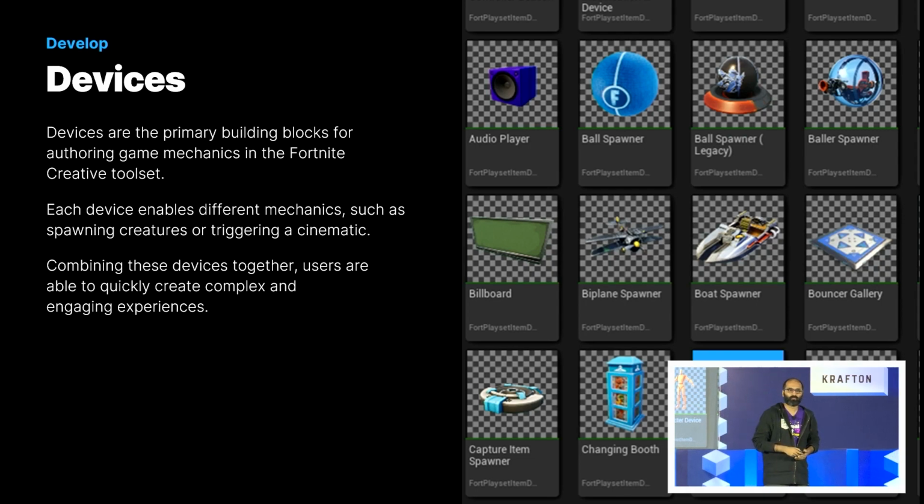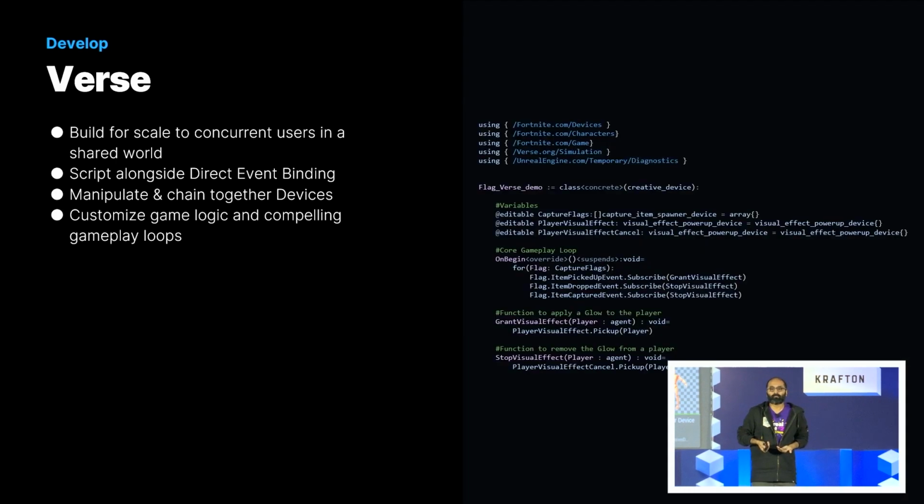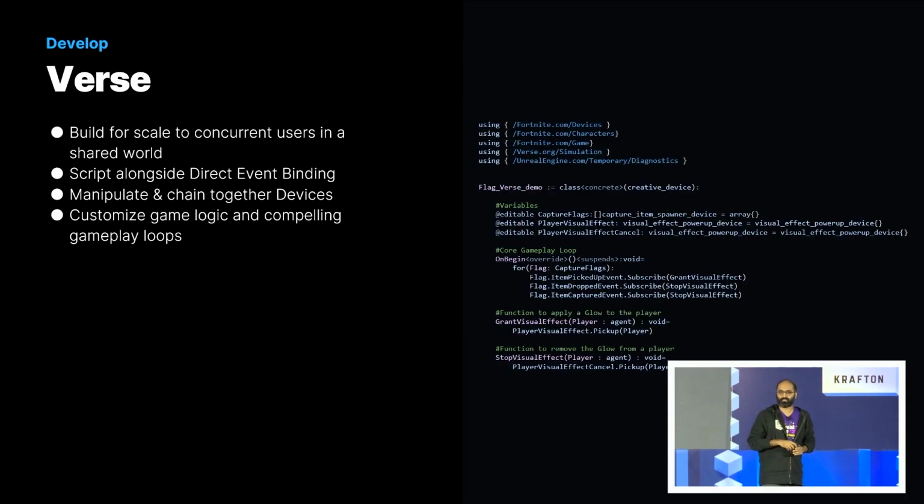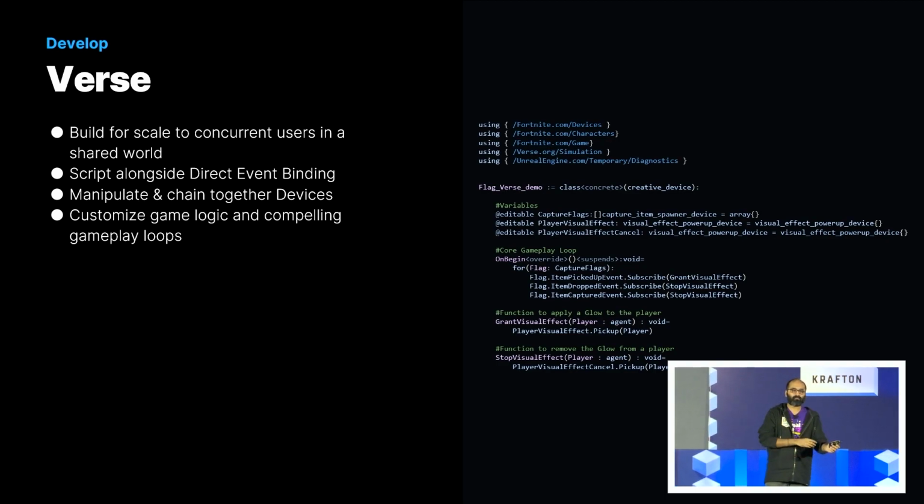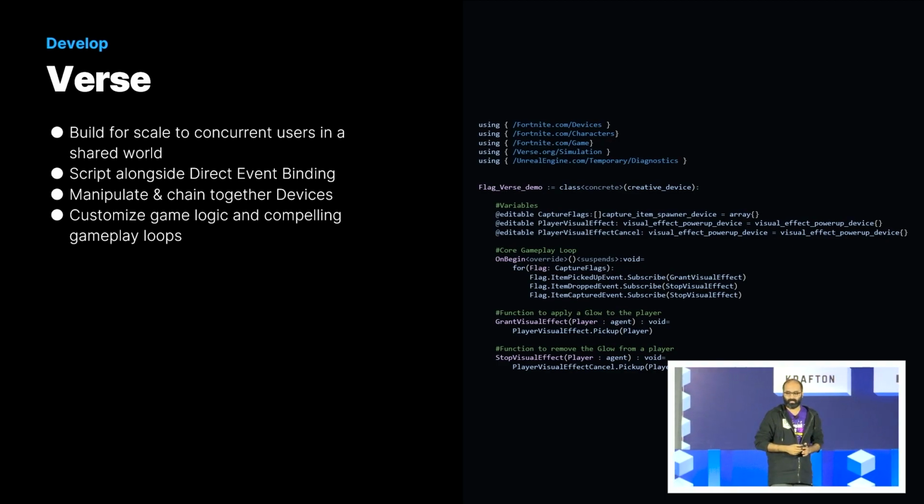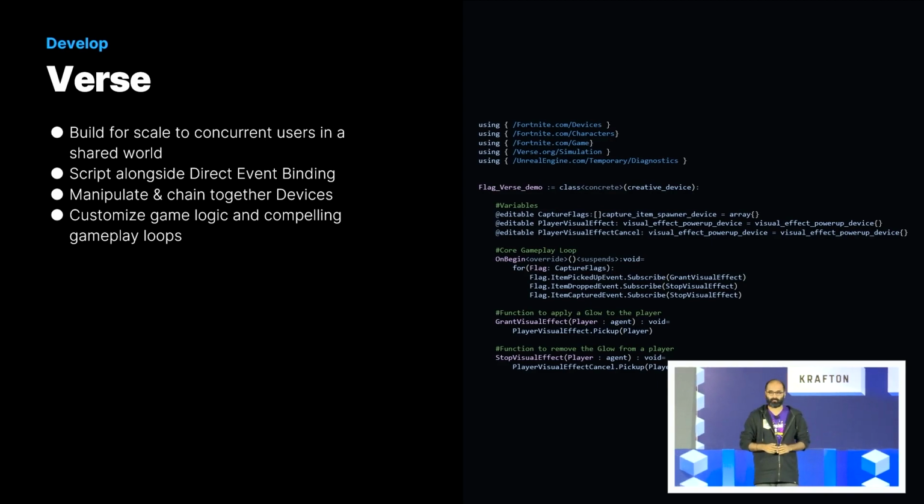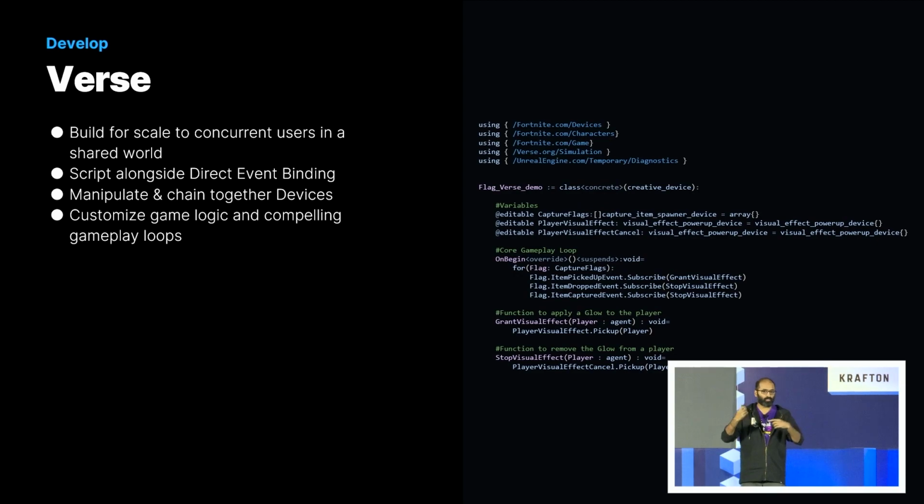So what if you want to make your own gameplay? That's when we have Verse, because we know people want to make more advanced logic than what devices alone can offer. And Verse is a brand new programming language that is also currently in beta. And you can use Verse alongside devices and also chain them together. And when you're done, you can share those snippets of code for anyone else to use.